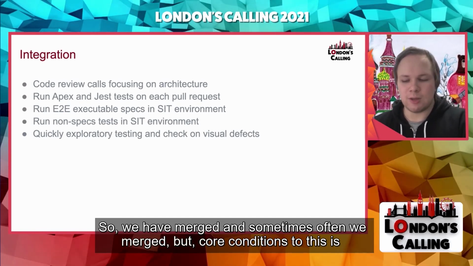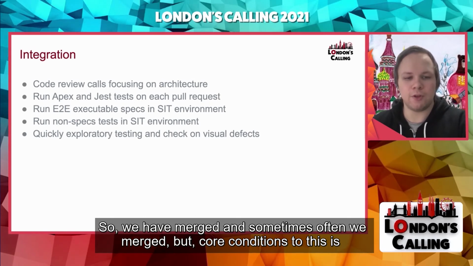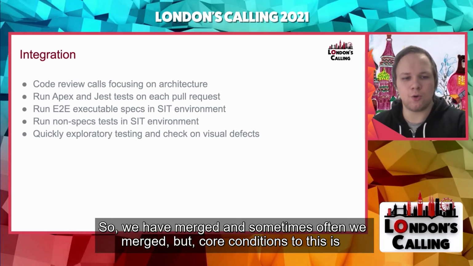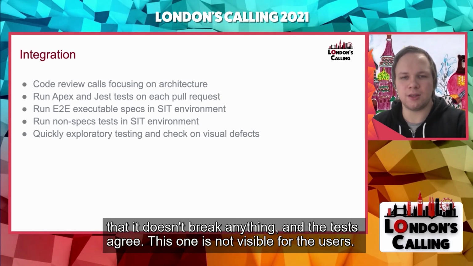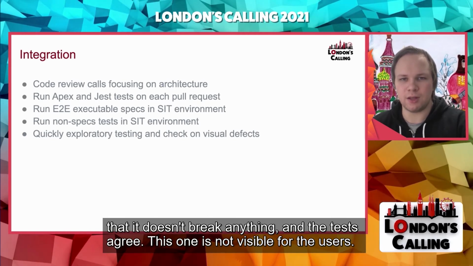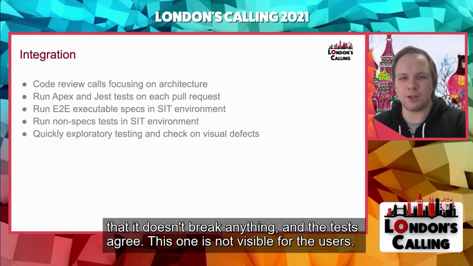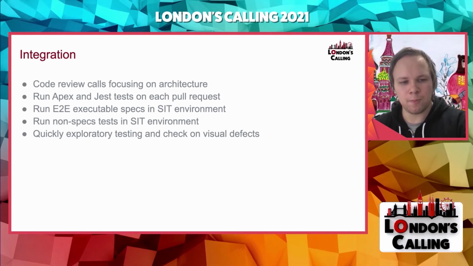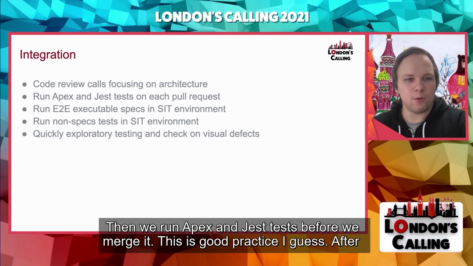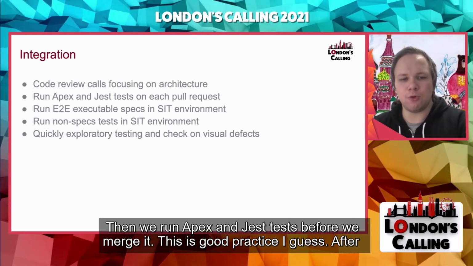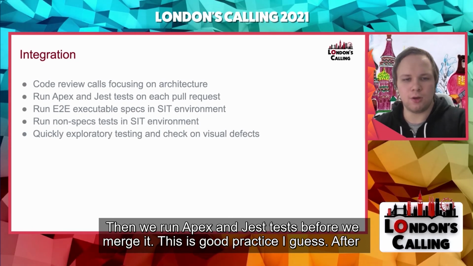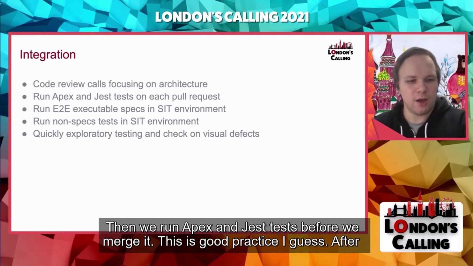So we often merge finished work, but the core conditions for this are that it doesn't break anything, the tests are green, and this functionality is not visible to the users. Then we run unit tests on each pull request before we merge it. This is common practice, I guess.